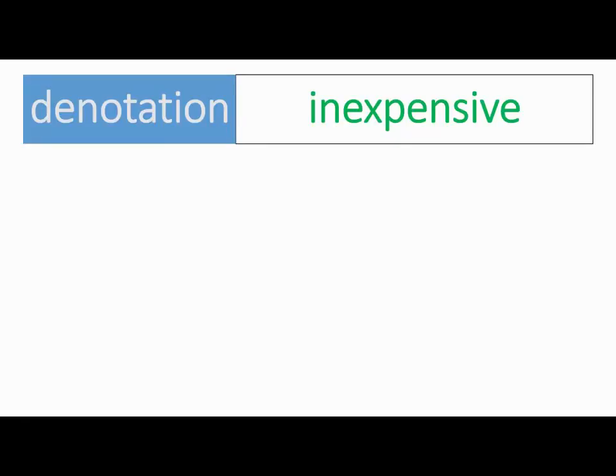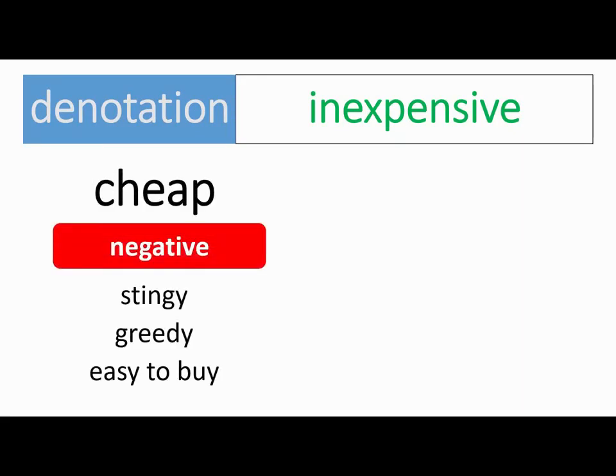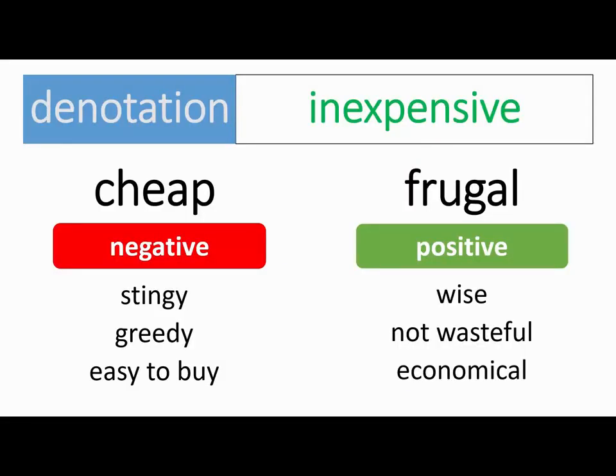Cheap can have a negative connotation, especially when used with a person. You had wanted to compliment your friend's mom on how well she saves money, but instead you ended up calling her stingy, greedy, or even easily bought with money. So, the next time you talk with your friend, you make sure you use the word frugal. Frugal is a positively connotated word that means wise or not wasteful with her money. Now your friend knows how you really feel.